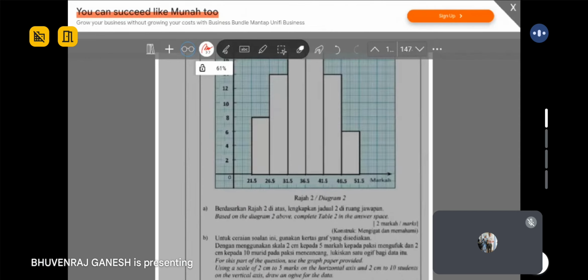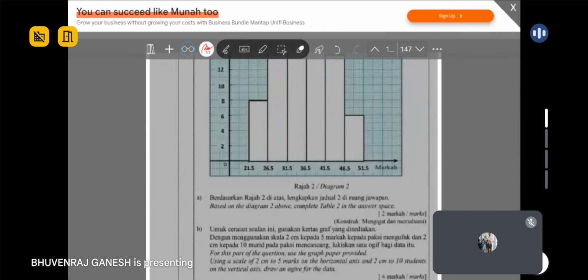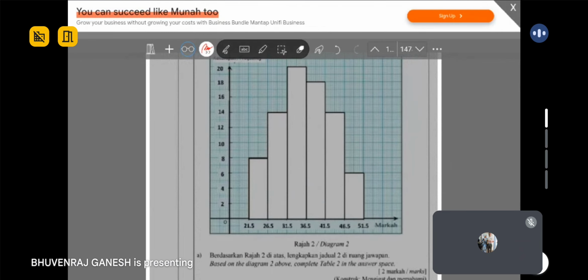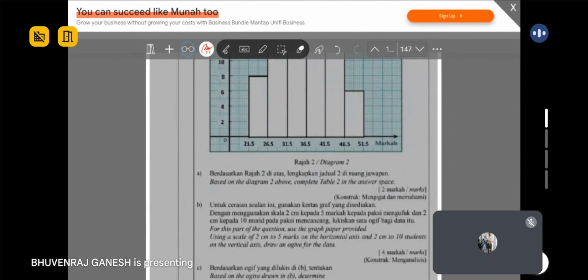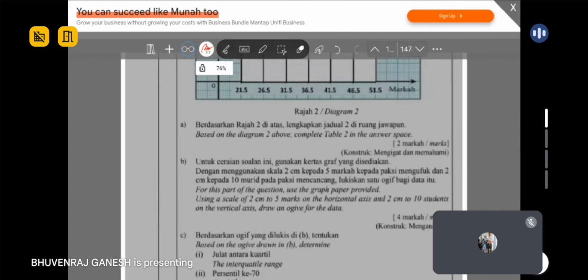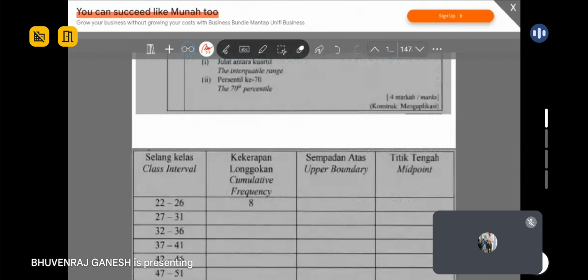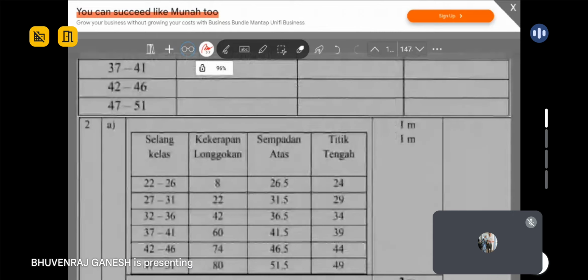So this one, we focus on ogive. I will go directly to the graph, because the table, you guys know already. It is very simple. Same concept like what I discussed. So we go direct to soalan B. Soalan B, they ask you to draw an ogive based on the data. So this is your data. I show you directly the answer.